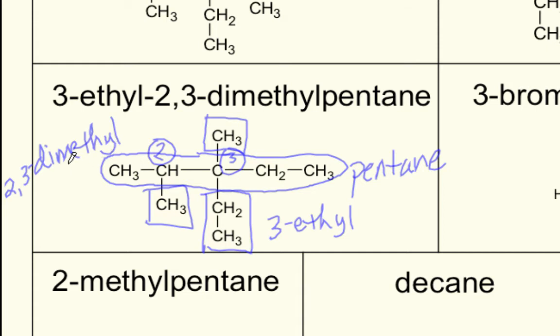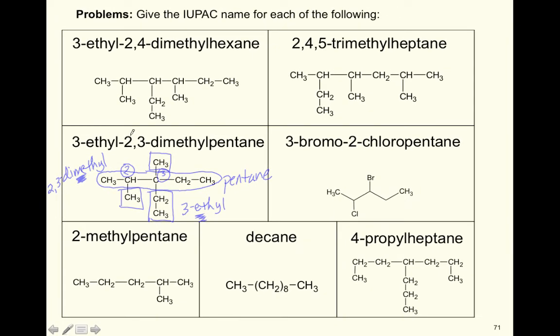Alphabetically, remember this prefix here, this multiplier di is never included in alphabetizing. It's the M here and the E here that I compare. Ethyl comes before methyl. 3-ethyl, 2,3-dimethylpentane. So normally when you read the name, I know in the past I was reading out the commas and the dashes. You don't include those when you read the name out loud. You would say 3-ethyl, 2,3-dimethylpentane.